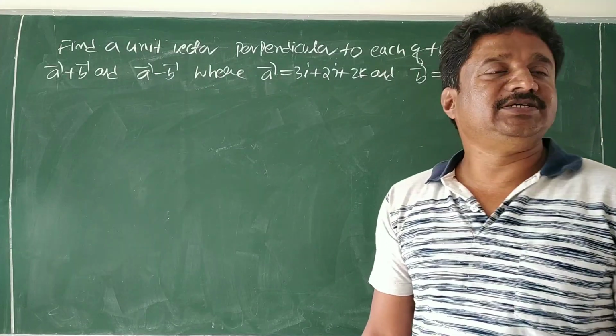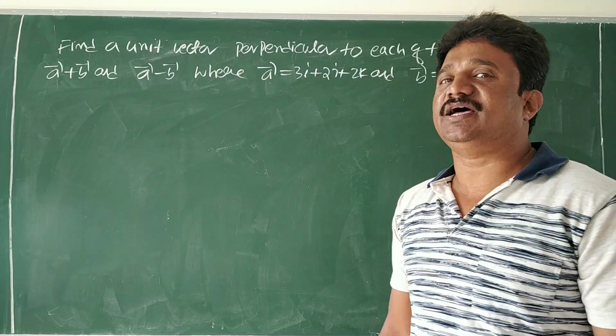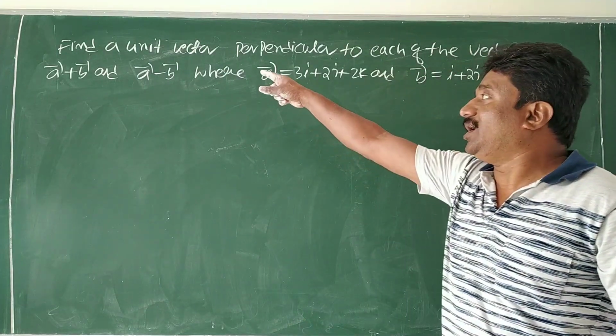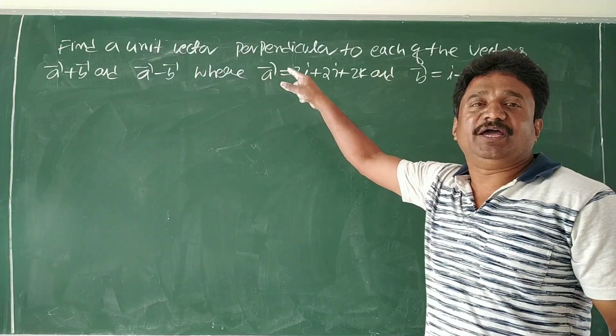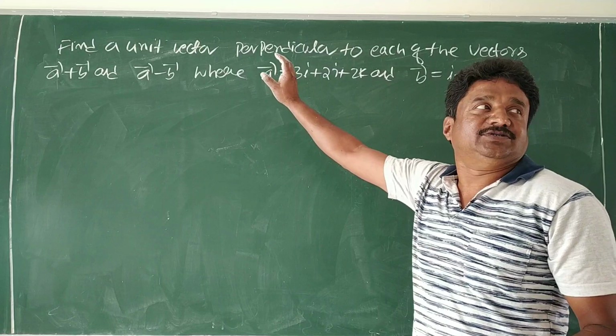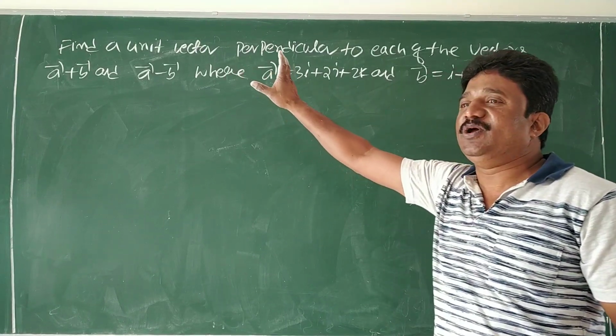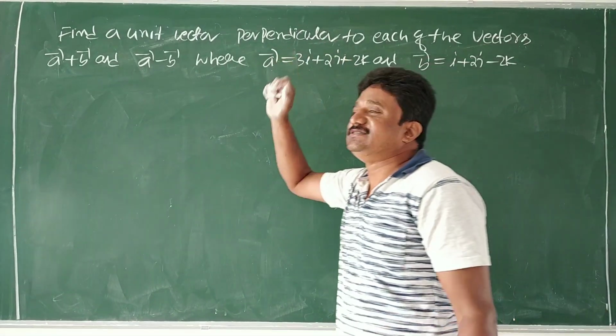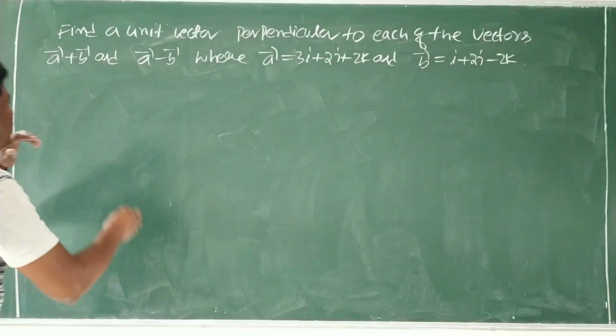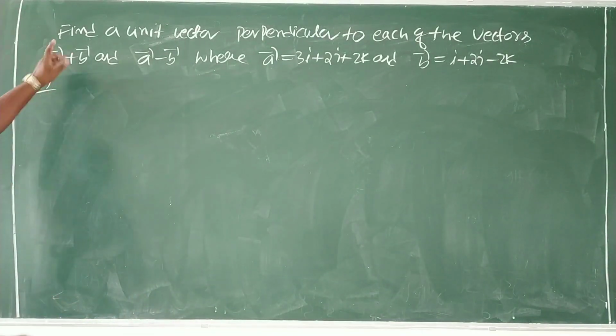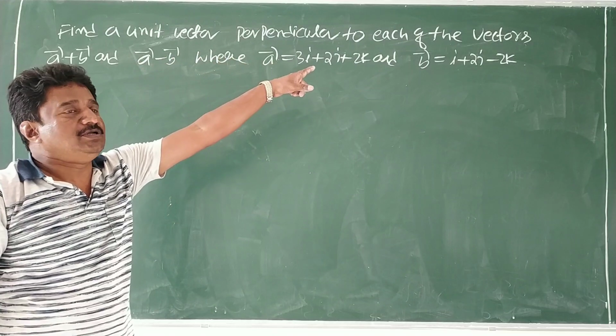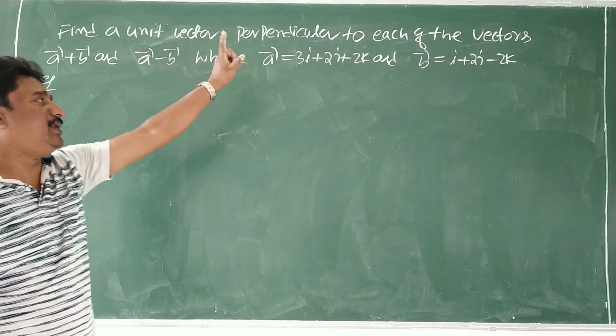Students, this is the 116th maths class. Look at that board, students. Already I have written a question. Same type of question. We solved that in the previous video. You can solve that easily, just finding a plus b. So solve it. Find a unit vector perpendicular to each of the vectors a plus b and a minus b.